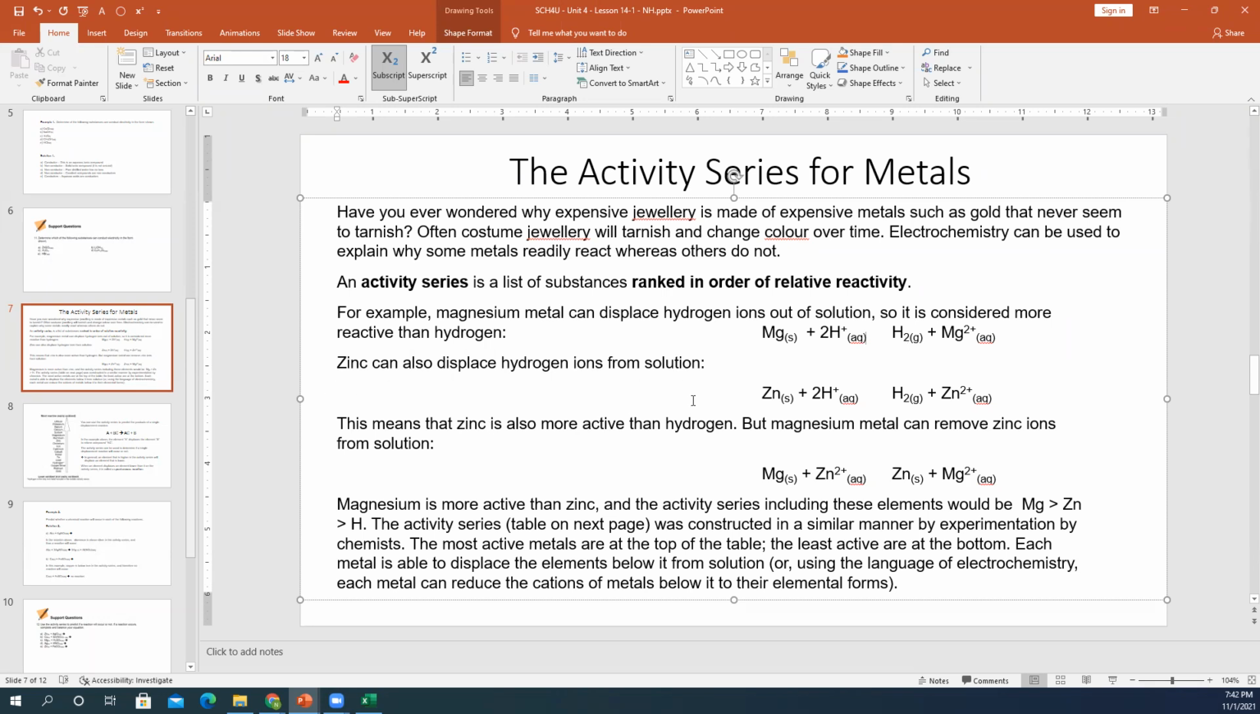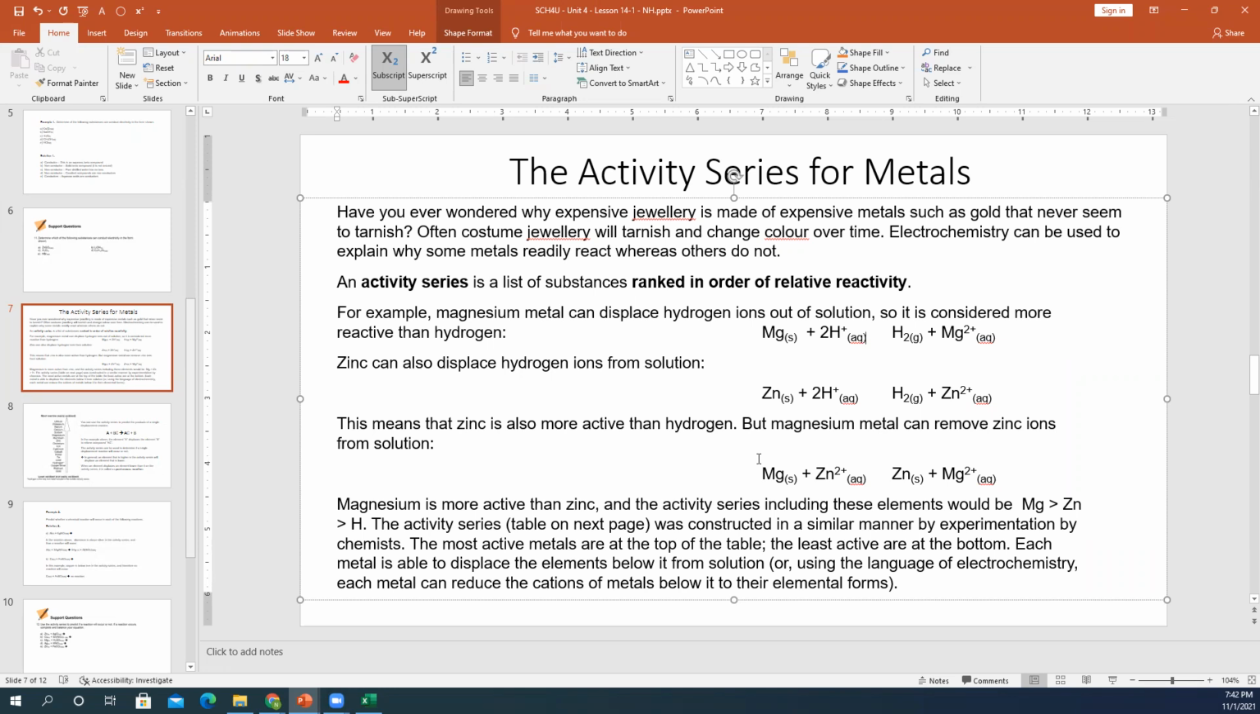Zinc is another example. Zinc and hydrogen ions. Zinc can also displace these hydrogen ions out of solution. Zinc can also push these aqueous protons, these aqueous hydrogen atoms, to bubble out of solution in the form of hydrogen gas. This means that zinc is also more active than hydrogen.